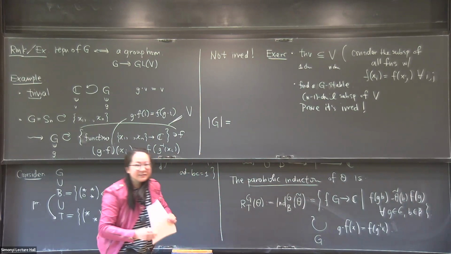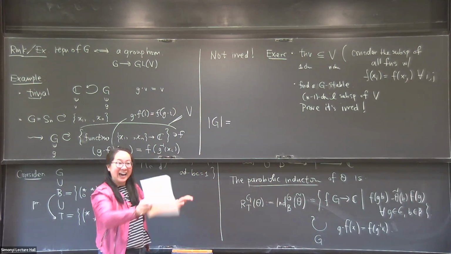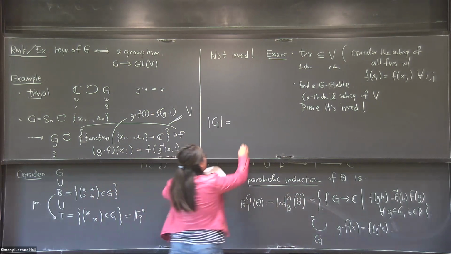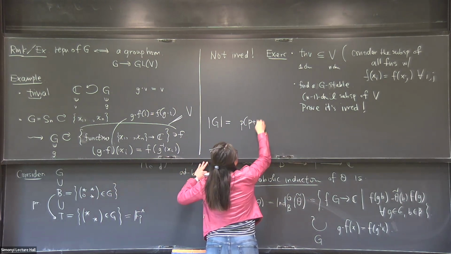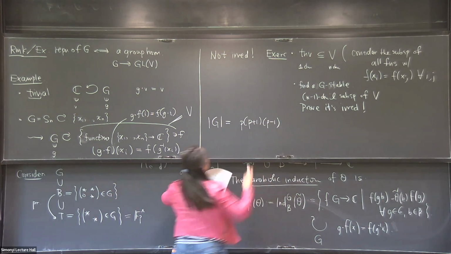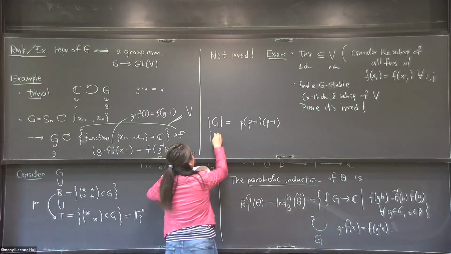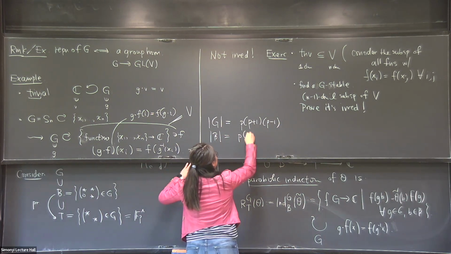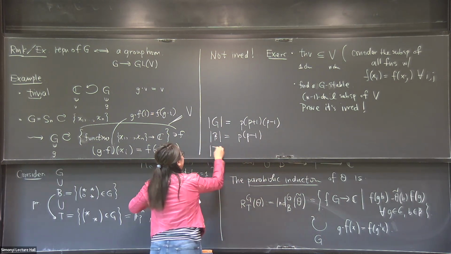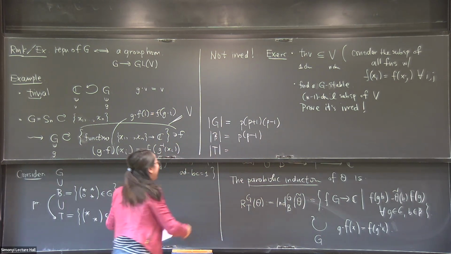Yeah. P plus 1, P minus 1. P plus one, P minus one, great. Okay, what about order B? Yeah, P minus one. P minus one. Great. What about order T? Oh, I told you already, okay.